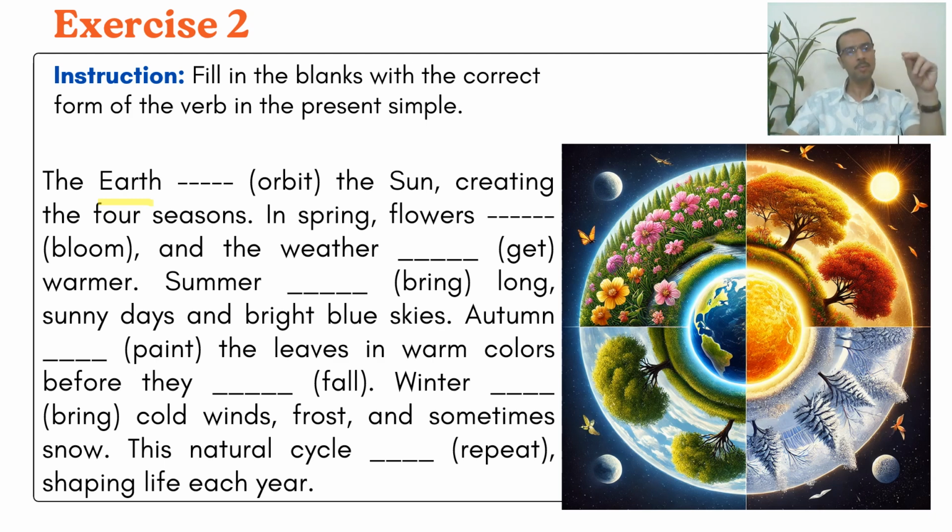Now, what you have to do, you have to make sure that the subject agrees with the verb. Right here, for example, Earth, that's singular. So orbit, we have to add an S here. Earth orbits the sun. And the same idea for the other blanks. Take 2 minutes, think about the answers, and then check your answers.